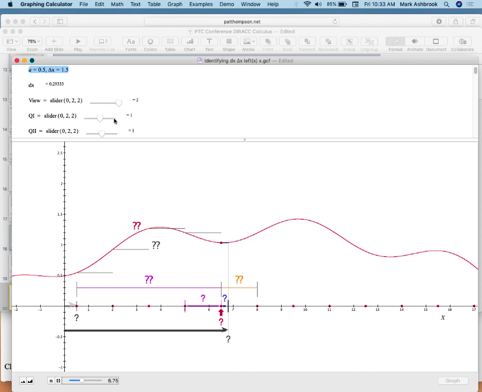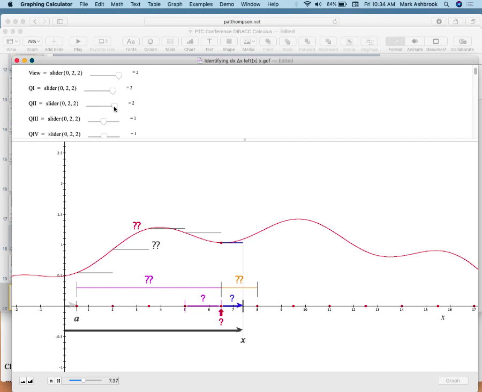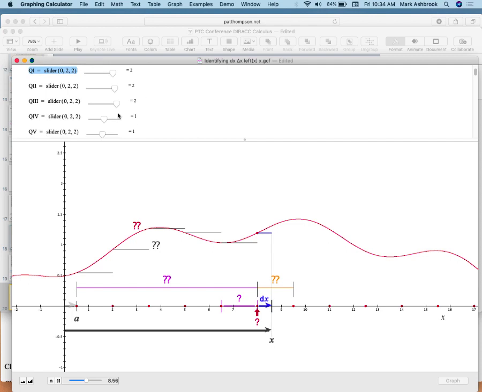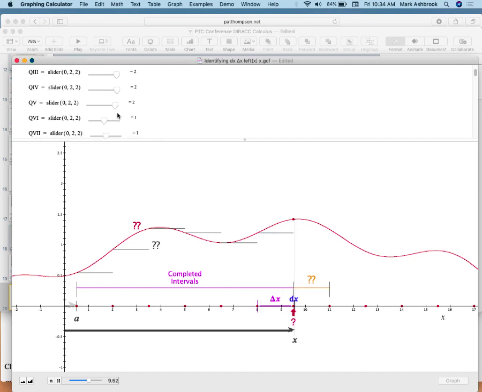Question 1. That's x. Oh, that first question was the starting value of our accumulation, and then the second question, that's our value of x. This is dx. It increases through the current interval. What just popped up there? Oh, this is delta x. Those are the width of our completed intervals. Those are the completed intervals.